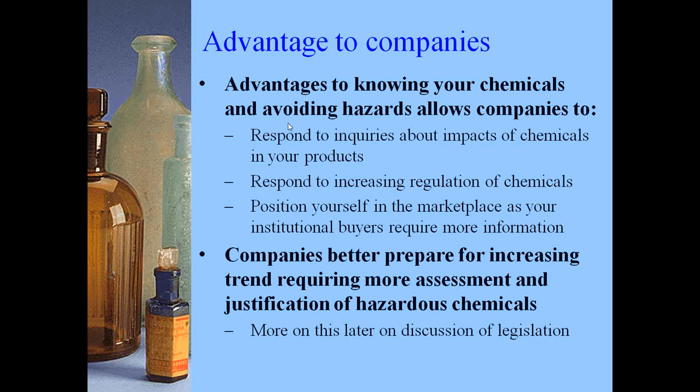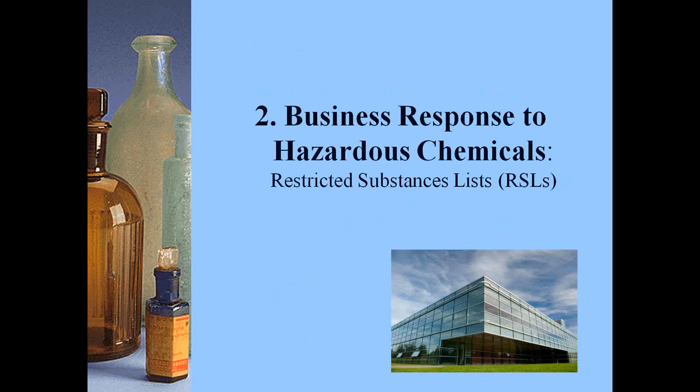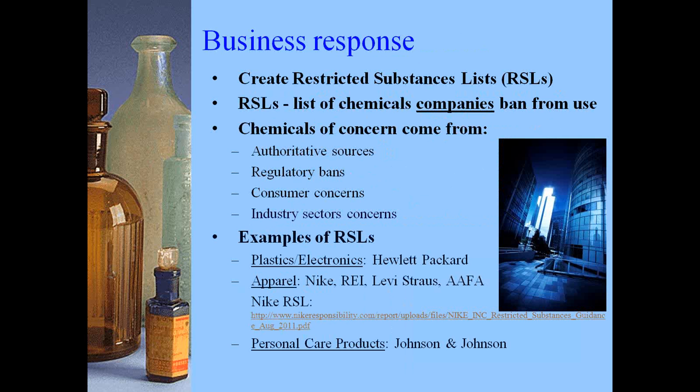Okay. So moving on, how did companies respond to hazardous chemicals? What they did was basically create restricted substances lists, or RSLs, which are lists of chemicals that companies ban themselves. They make the statement, okay, I don't want any product that contains halogenated flame retardant. So they put it on the list, and then they send that off to their suppliers and make sure that whatever they're getting doesn't contain any of those chemicals of concern.